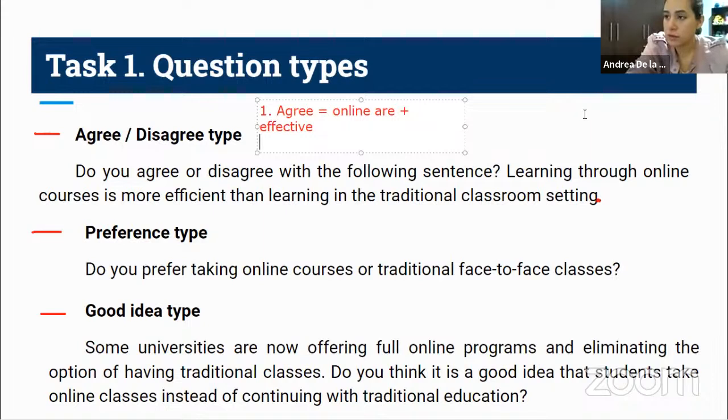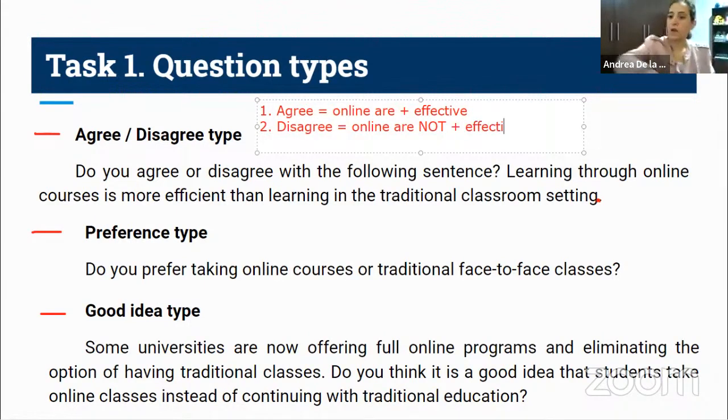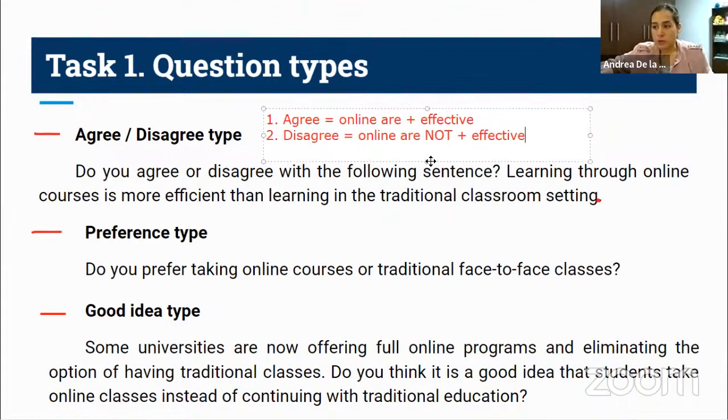Or you have a second option, a second way of answering this question. You could disagree. You can say, no, I disagree with this. This is not true. Online courses are not more effective. Right? You have those two options. Or more efficient, sorry. You only have those two options. The question is, do you agree or do you disagree?